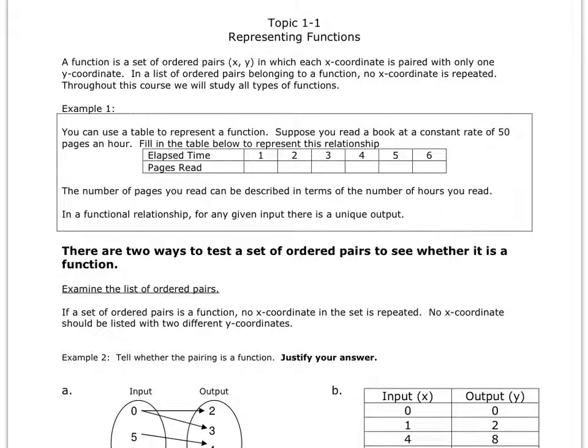about what a function is. When you take a look at an ordered pair, x, y, each x coordinate is paired with only one y coordinate. In order for it to be a function, no x coordinate can be repeated. So if you have a list of coordinates, you have to look at the x's, and if you see some that are repeated, then it would not be a function.